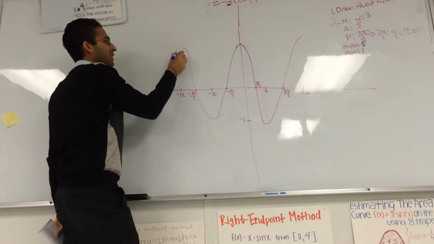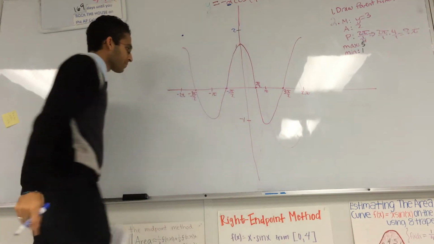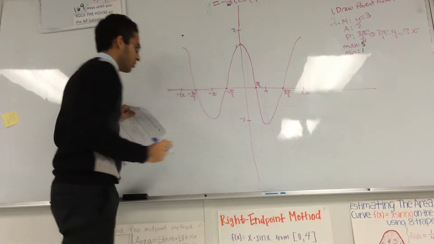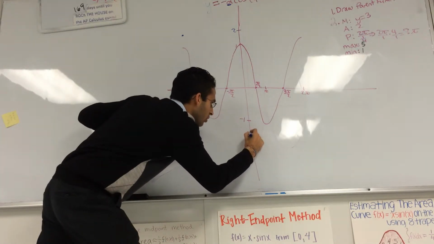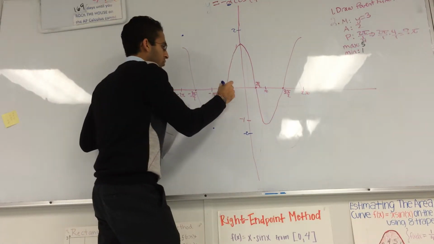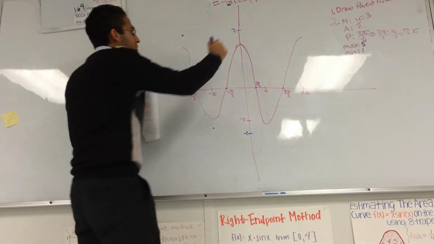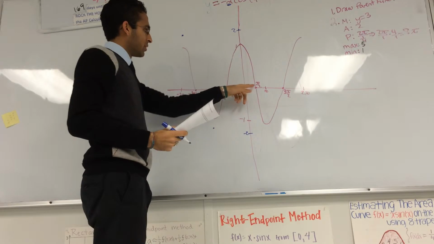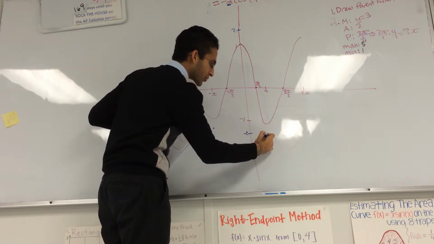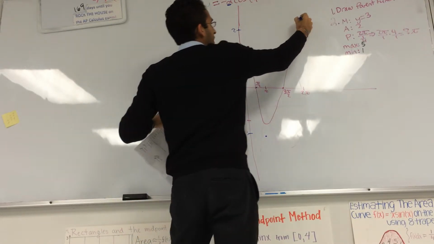So we should draw the points. This positive 1 comes up here to positive 2. 0 times 2 stays at 0. Negative 1 times 2 is negative 2. 0 times 2, 0. And 1 times 2, 2. 0 times 2, 0. Negative 1 times 2, negative 2. 0 times 2, 0. 1 times 2, 2.